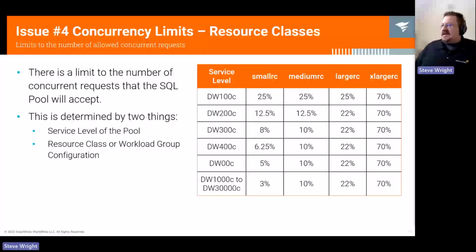Moving along with the time, got about 10 or so minutes left here. So next is concurrency limits, and this has changed over time as well. I wanted to start by talking about resource classes because I've had a lot of conversations about this. They're still out there, but the resource allocation method has moved to workload management. So I want to make sure to talk about that as well.